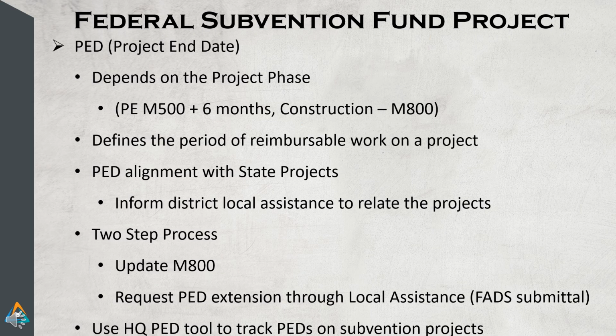Another important term to remember is the project end date, or the PED. Typically, the PED is the date that defines the end of reimbursable work. You have 2 phases when you look at federal authorization. Typically on state projects, we see PNDD phase and PSAND phase, then construction. But on the federal side, you'd see it as 2 phases: pre-construction, which is PE, also called preliminary engineering, which involves everything up to construction, and then construction phase.